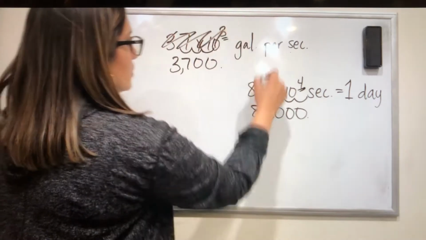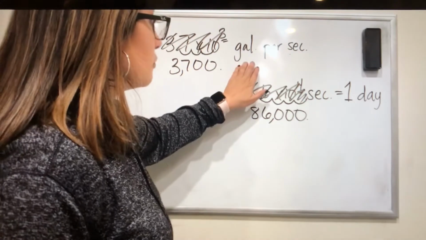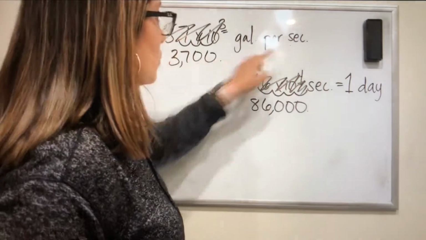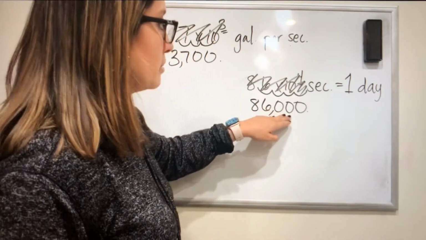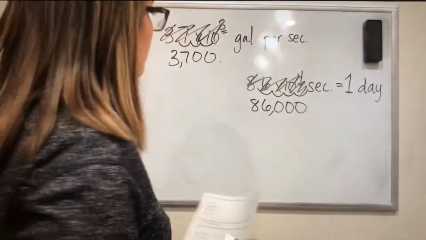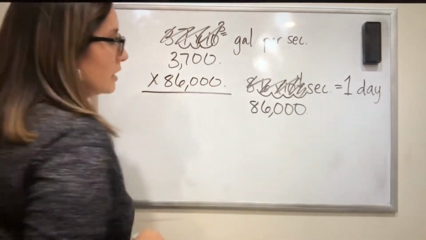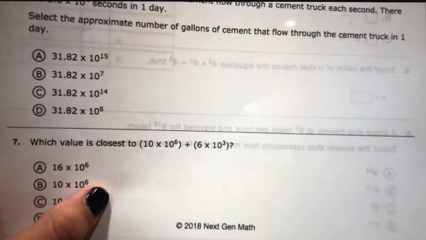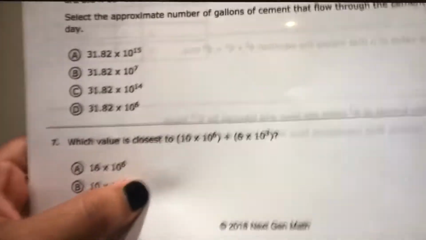So we can ignore these and look at just the values. 3,700 gallons flow every second. There's this many seconds in 1 day. So if this is for 1 second and I want this many of them, we need to take this number and multiply it by this number to get how many there are in 1 day. So you'll take this, multiply it by 86,000, and get your answer. Notice that the answer options on the test are multiple choice, and really the only difference is the exponent. So when you multiply that, rewrite your answer in scientific notation.